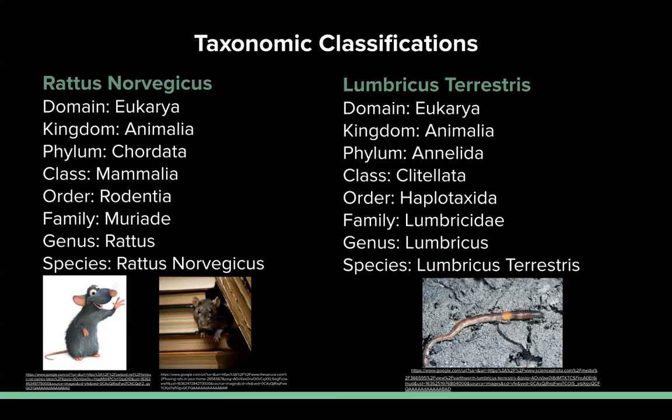For the earthworm, or Lumbricus terrestris, it has a different phylum, class, order, family, genus, and species than that of the rat. The phylum is Annelida, the class is Clitellata, the order is Haplotaxida, the family is Lumbricidae, the genus is Lumbricus, and the species is Lumbricus terrestris.